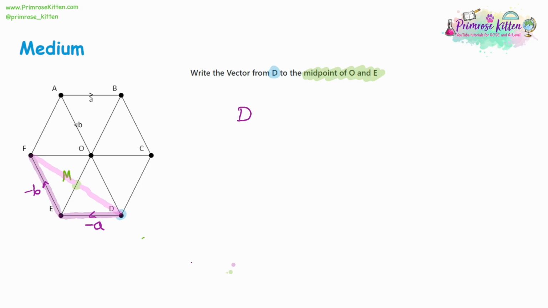So we can say from D to M, well, we could say from D to F is minus A minus B. So D to M is halfway of that. So we can say it's half of minus A minus B.